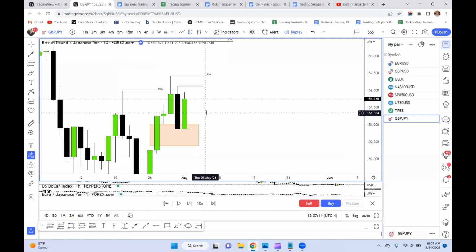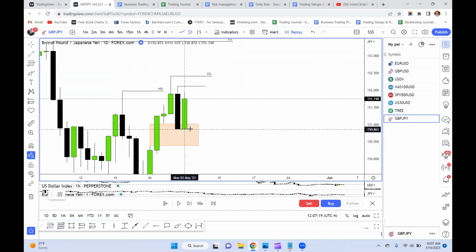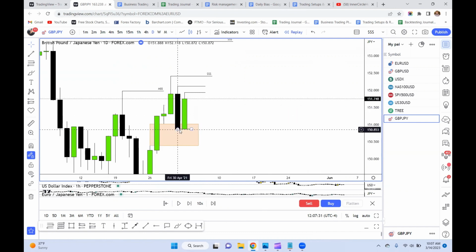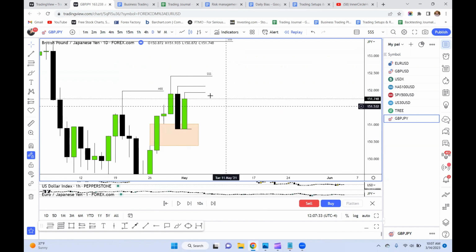Okay, so in this case, you can see that there's relative equal lows down here, and now potentially we could see this high get respected. Possibly we could see maybe an open, a small little wick up, get respected, and then ultimately come back down and take out these equal lows.